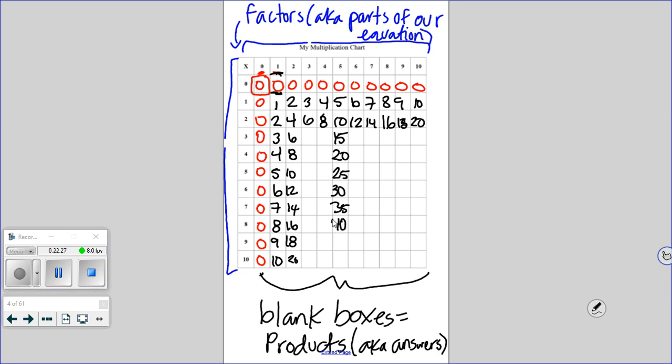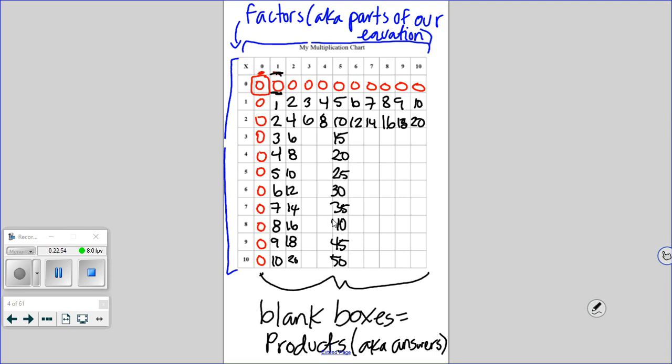Lainey, 4 times 9, 5 times 9, sorry. 45, very good. Mason, 5 times 10. 50. Anything else I can fill out with my 5s? Anything else? William?